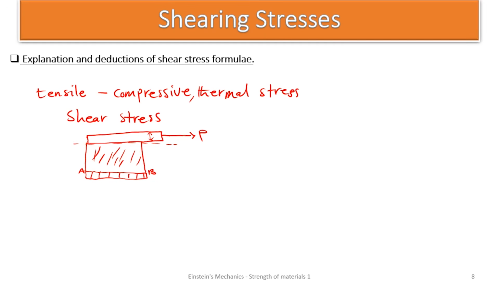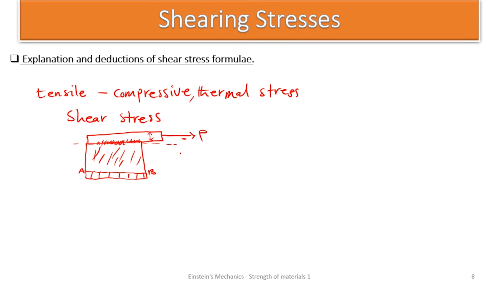We can see that this force is acting tangential and parallel to the bar. So the shear is going to cause, at this surface, the shear stress is going to be induced at this surface. That's what we call the shear.